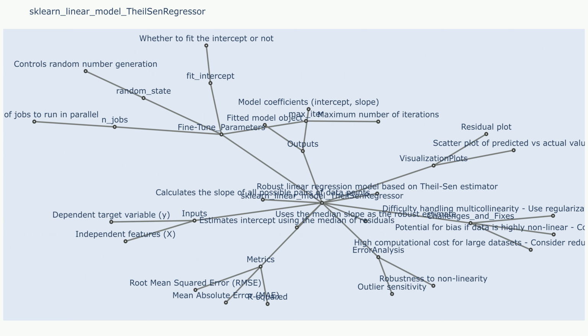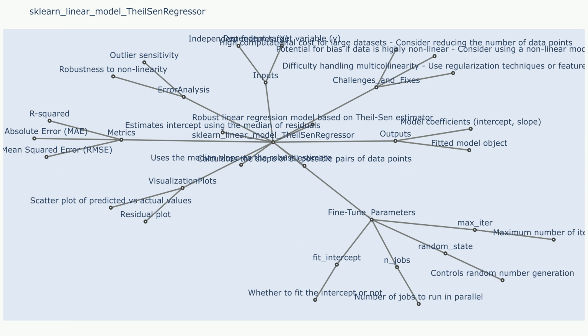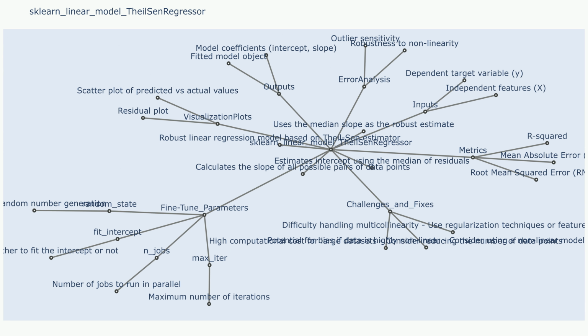Fit intercept: a Boolean parameter that determines whether to include an intercept term in the model. Random state: an integer or None, used to control the random number generator for shuffling the data. Uncertainty methods. Confidence intervals quantify the uncertainty in the estimated coefficients and intercepts. Bootstrapping: a resampling technique that generates multiple regression models by randomly sampling with replacement from the data to estimate the uncertainty in the model parameters.